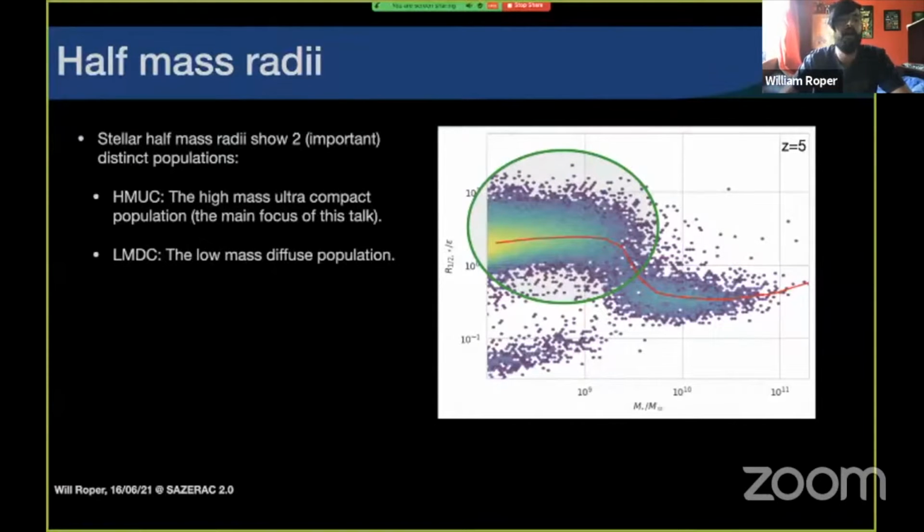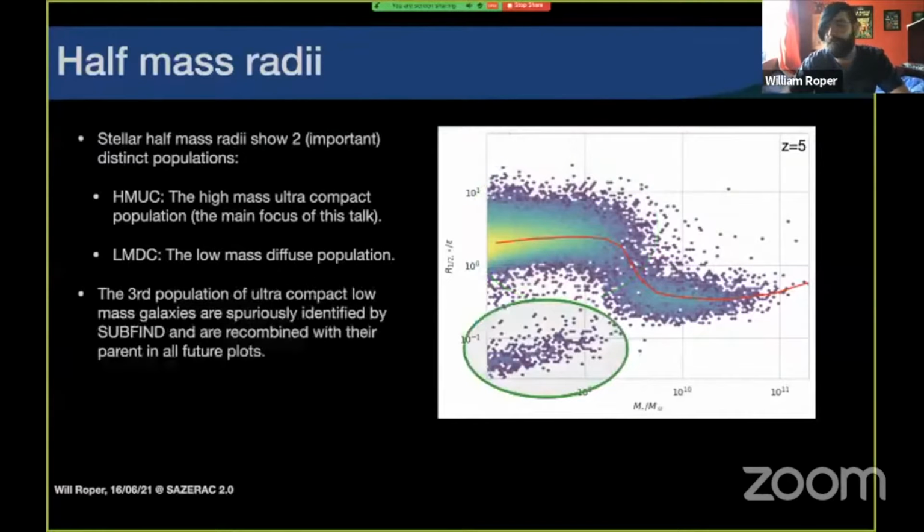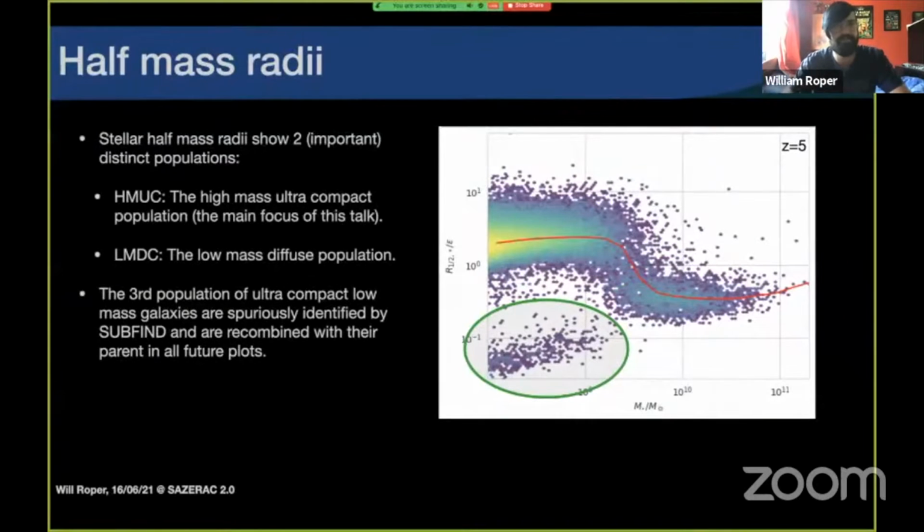And then you also have this third unimportant population, which I leave in at this point purely to highlight that you should never trust your halo finder 100%. These are spurious galaxies that have basically been torn out of a parent galaxy just because there was a density saddle point. And in all future plots, they're recombined into the galaxy they were orphaned from.